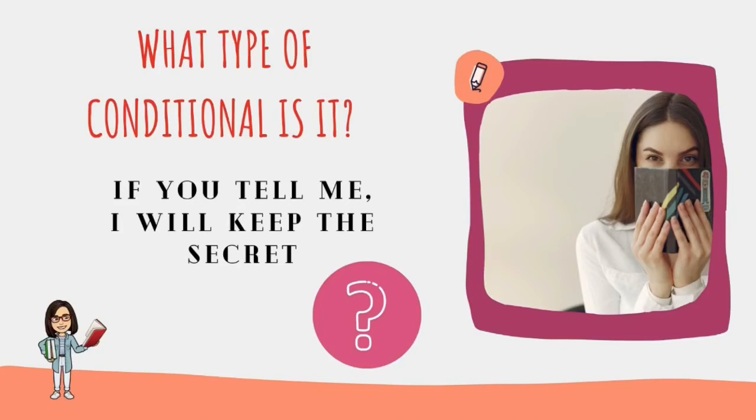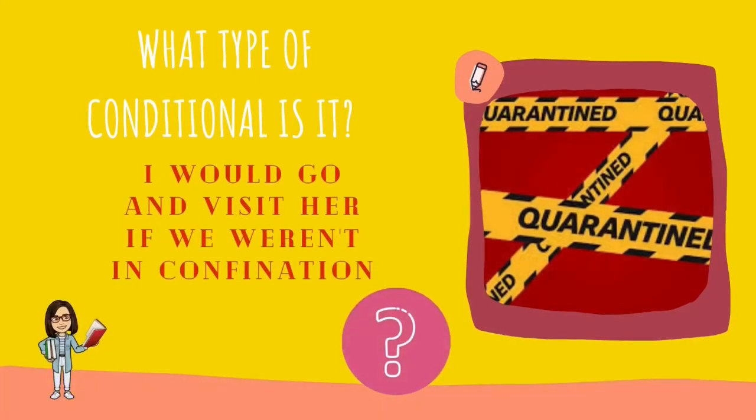Good job! This is a first conditional sentence. What type of conditional is it? I would go and visit her if we were in confinement. Again, look at the two clauses, look at the two parts, pay attention at the tenses and then decide. Well done! This is a second conditional sentence.